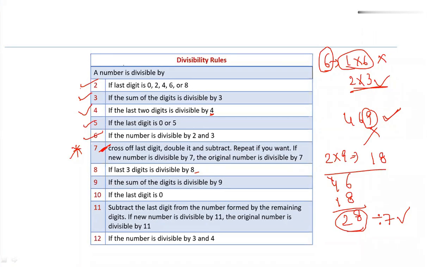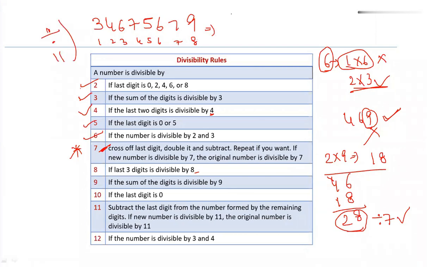Few students will call this alternate places, where we have to add and subtract. Few students will call it odd places, even places. So both are the same, guys. Let's say that you have a number: 1, 2, 3, 4, 5, 6, 7, 8. Your task is to check whether this number is divisible by 11 or not.